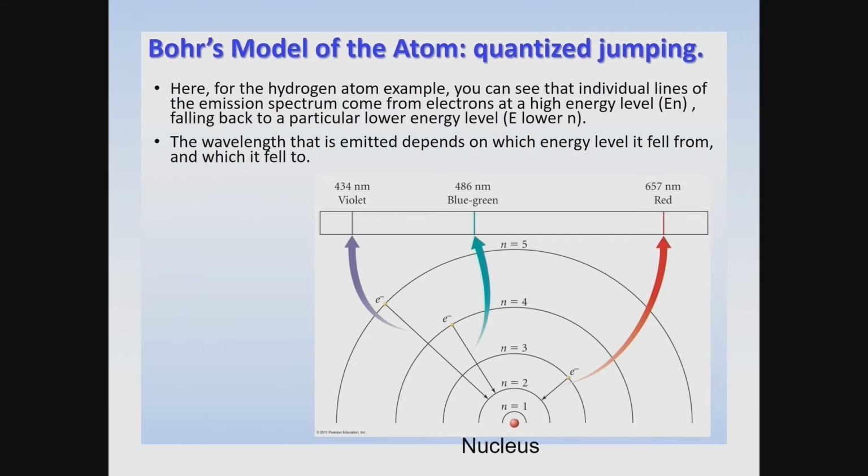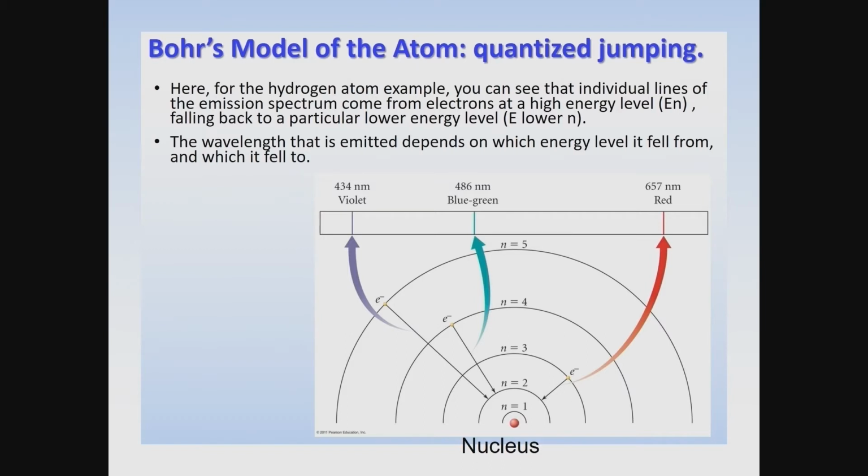So again, we have the example of hydrogen here, and we're trying to find an explanation as to why you have the particular lines at the wavelengths that they're seen in. So we have a red line at 657 nanometers, a blue-green line at 486 nanometers, and a violet line at 434 nanometers. And so you can see that those lines correspond to where the electrons are going to when they fall back to a lower energy state.